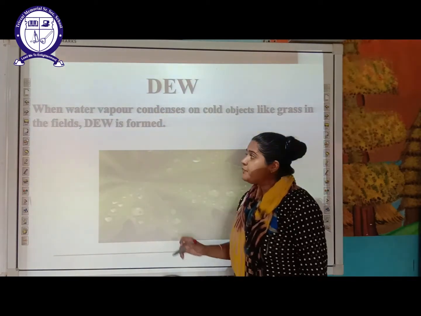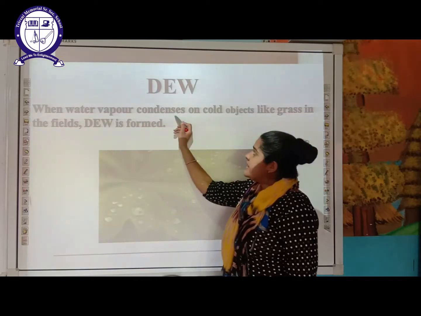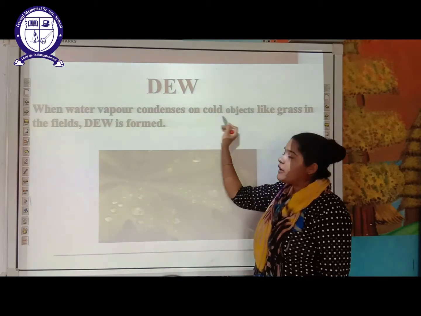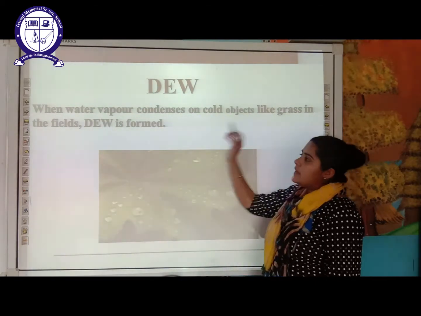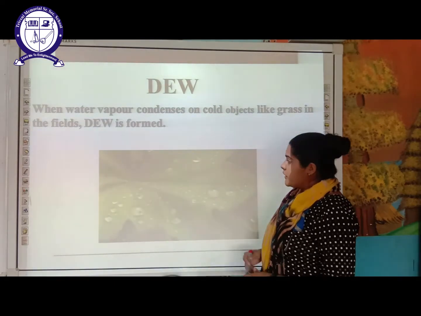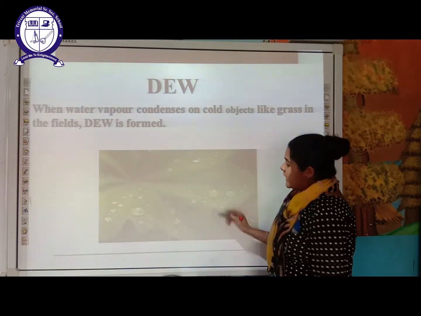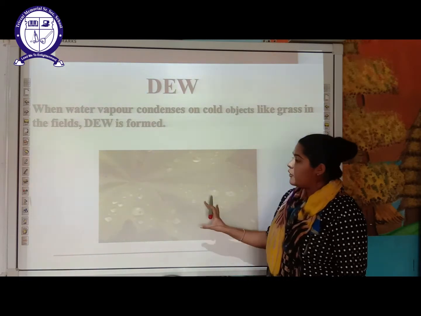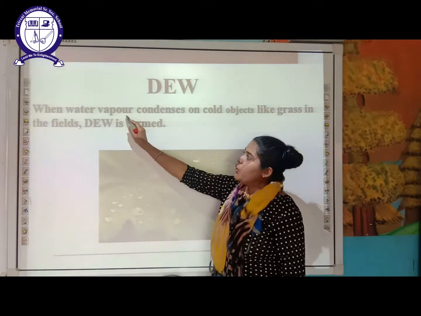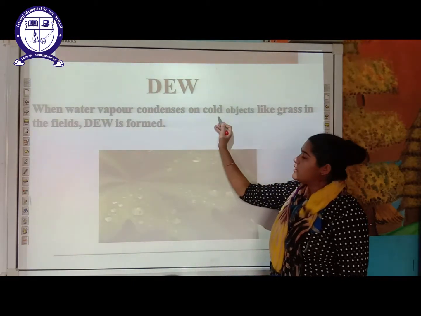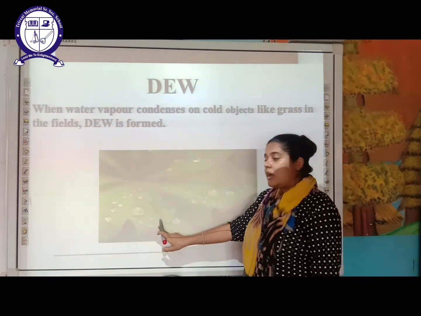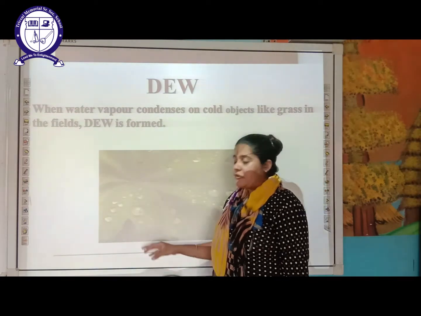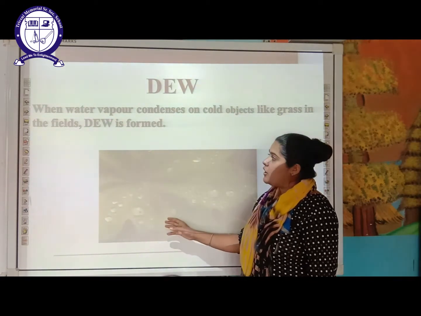First one is dew. When water vapor condenses on a cold object, okay, the water vapor will condense on what? On a cold object such as grasses. In the field, dew is formed. Here you can see this is a leaf. On that you can see droplets of water. This is the process of formation of dew. How is it formed? When water vapor condenses on a cold object. This cold object here is the grass. You can see this in the early morning. Sometimes you can observe such a phenomenon. So this is an example of condensation.